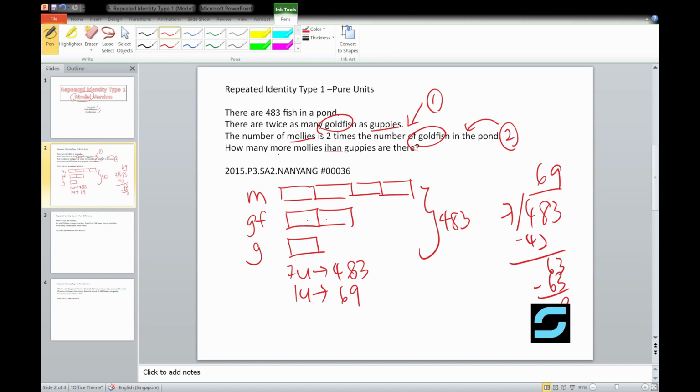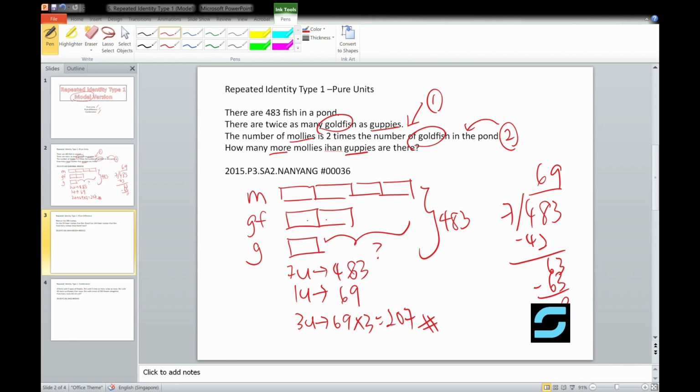And then question 1 is the difference between molly and the guppies. Molly and guppies, which is this whole thing here, which means I'm looking for 3 units. 69 times 3 equals 207. Okay, so this is the pure units one.